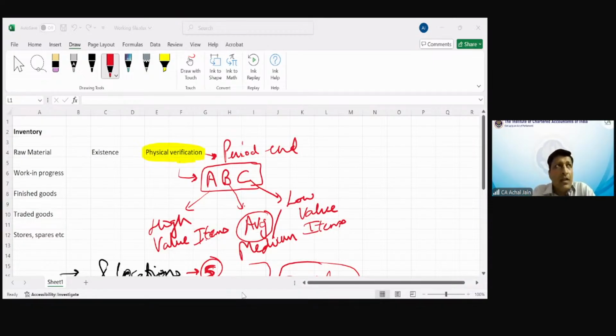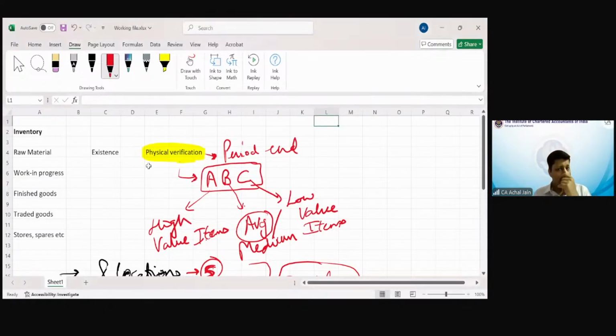Yes or no? Yeah. And of course, once the high value items are covered, you'll always want to cover some of the low value items, because low value items cannot be ignored altogether. At least some of them you will cover. Yes or no? Yeah, at least some of them you'll have to cover. So that's how this approach is required to be structured. Okay. Yeah, clear.